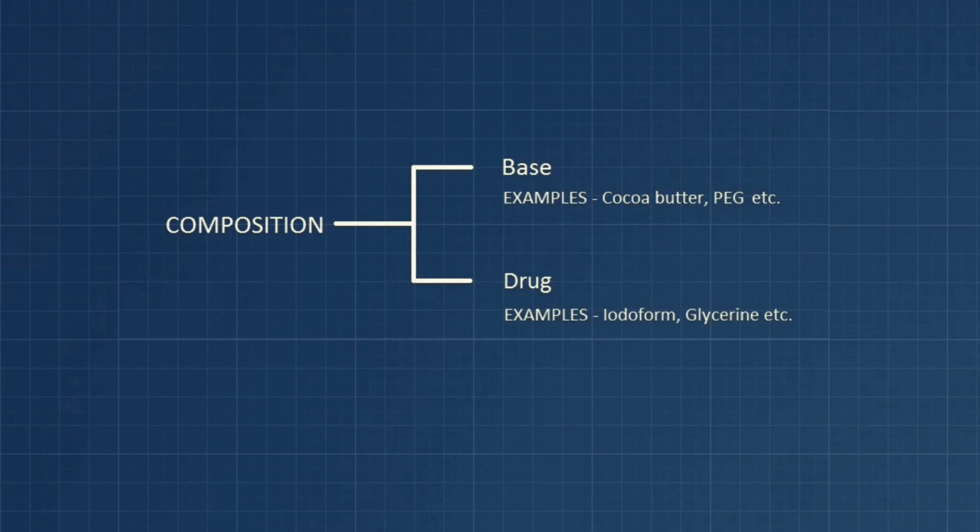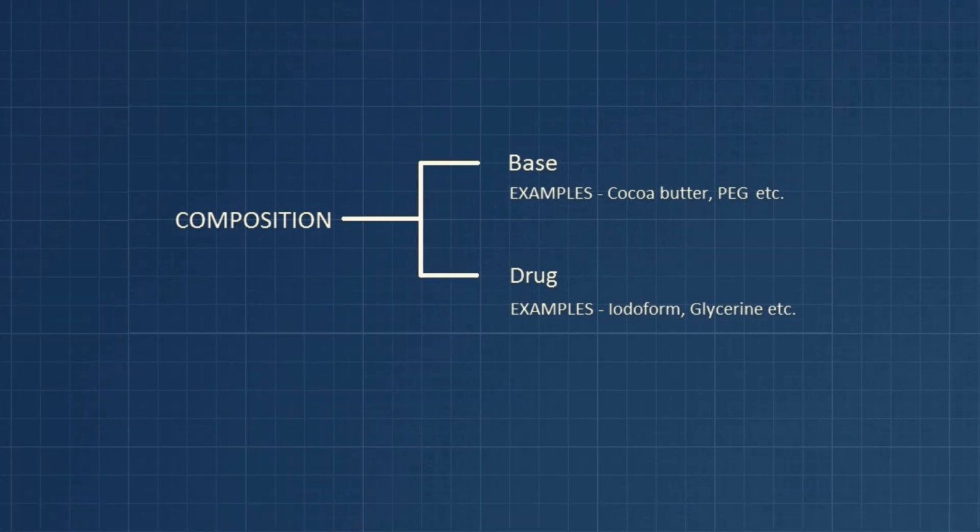Here comes the composition of suppository. It mainly consists of base and drug. Base is the substance in the medication that supports the drug, and in the case of suppository the base forms the major part of the composition. Base is in higher amount than the drug.